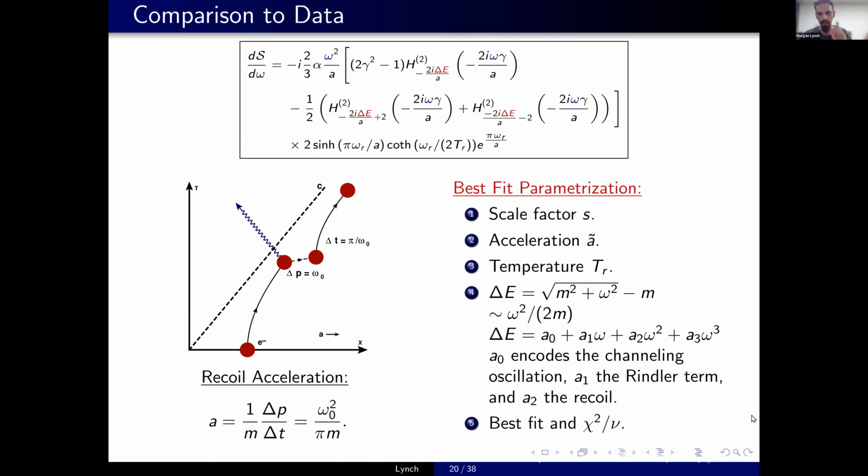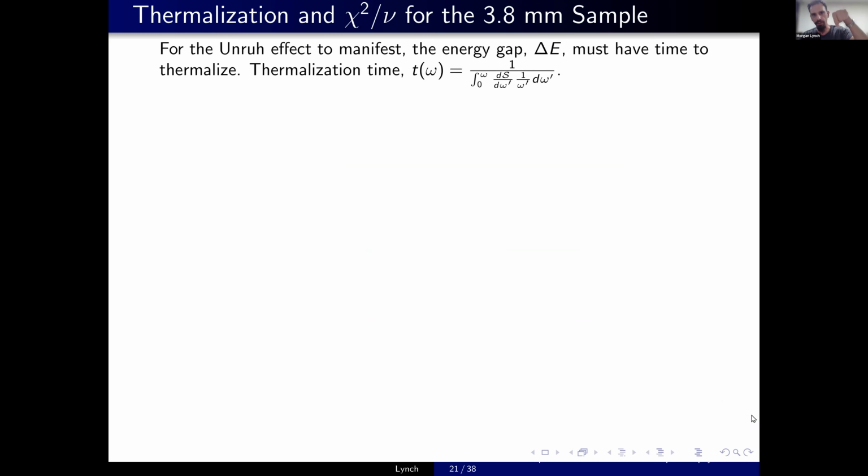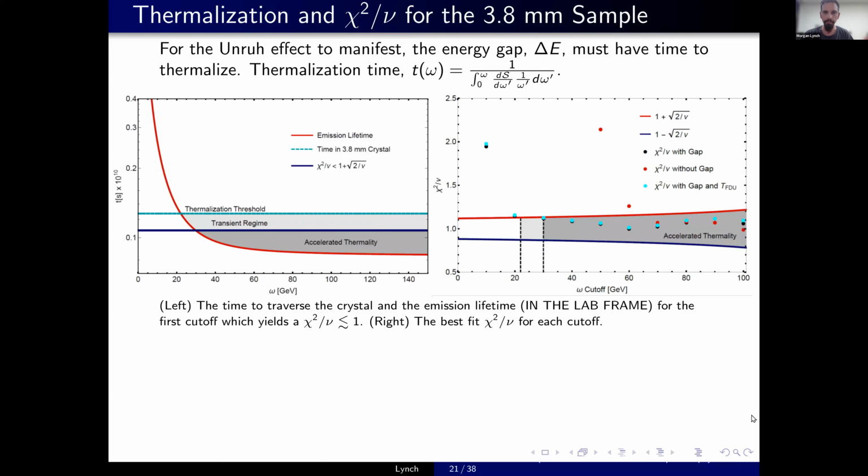First thing we have to do, we take the best fit of the entire spectrum, and from that, we use it to compute the thermalization time. Just like when you put a thermometer in your mouth, you have to make sure you have enough time for the system to thermalize. This has been the one thing that's basically wiped out any of the previous attempts at measuring the Unruh effect. You have to have acceleration lasting long enough for the system to thermalize.